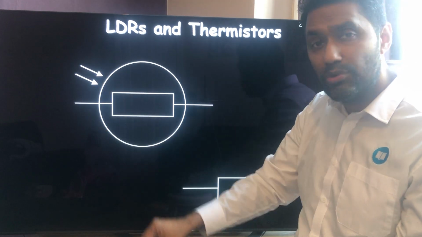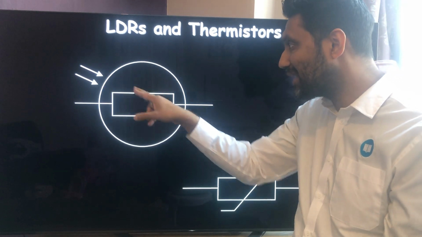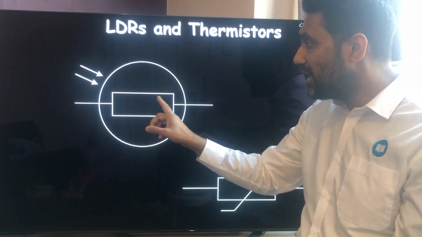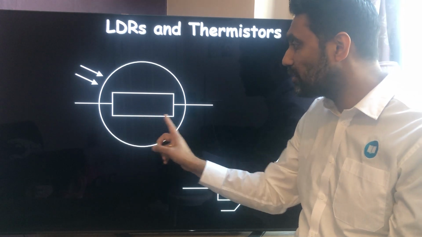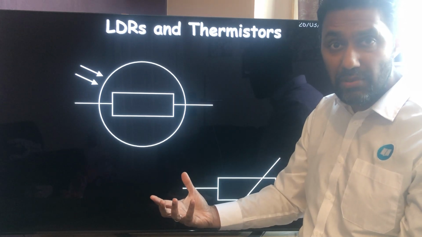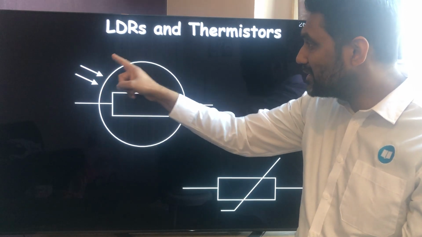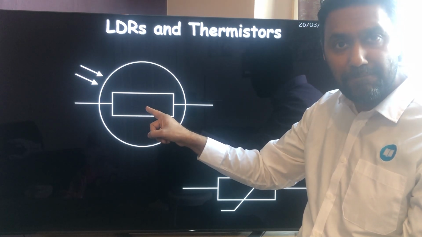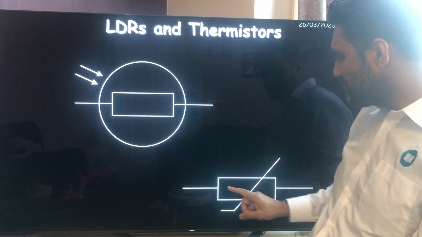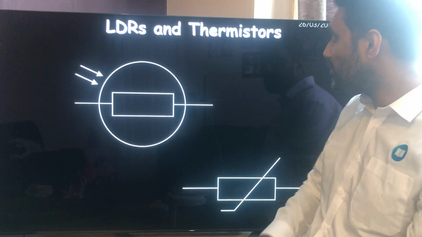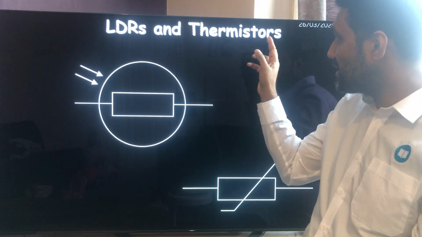Those two little arrows represent the light, and the light is going into this component. Now, what does a rectangle symbolize in circuit diagrams? Well, the rectangle represents resistors. So it's a light dependent resistor. And this one is, again, a resistor, but this little line with a little dash there represents that it's a thermistor. So it's again a resistor.